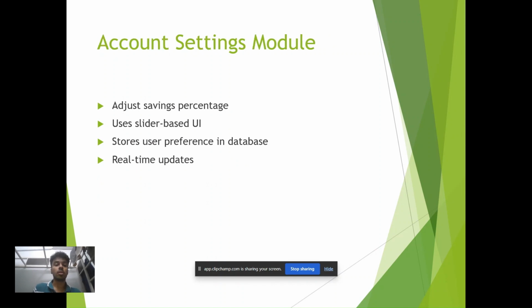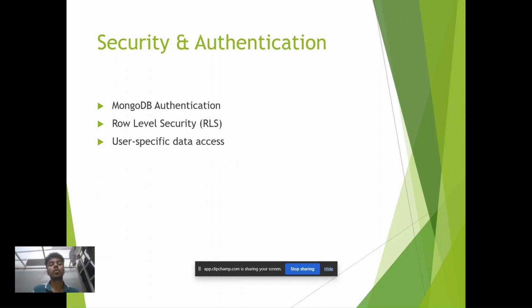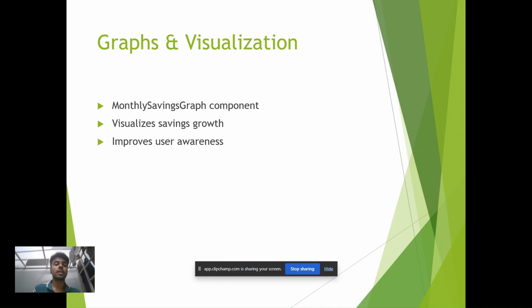Account settings module. Adjust savings percentage using a slider based UI, stores user preference in database, real time updates. Database design: users table, transactions table, savings table, user settings table. We have provided some security and authentication: MongoDB authentication, row level security, user specific data access. There are graphs and visualization.